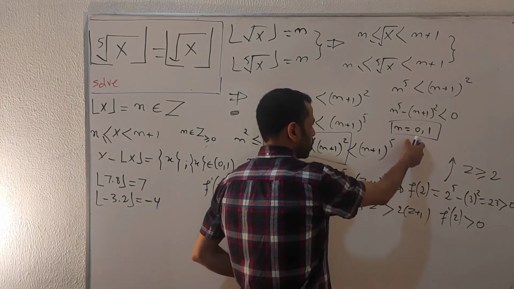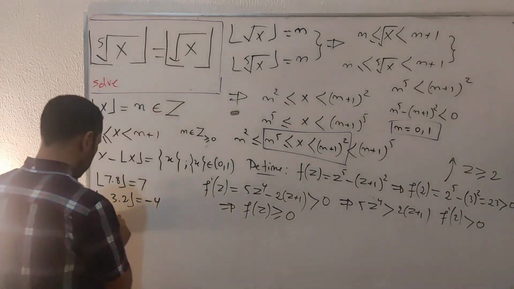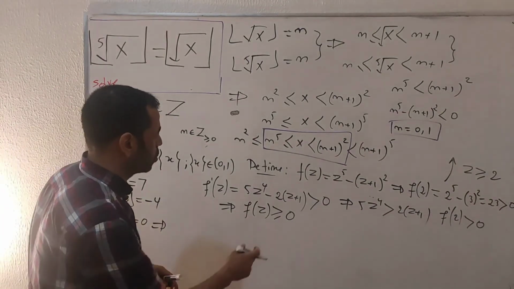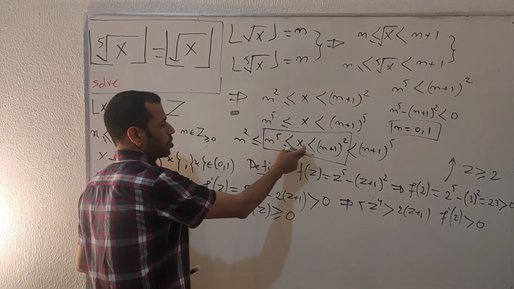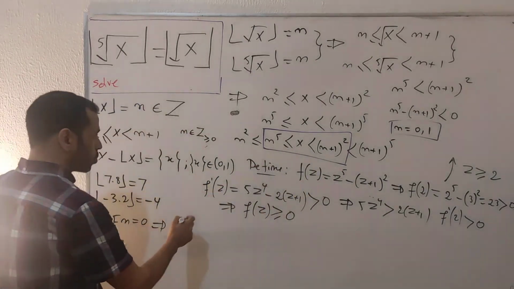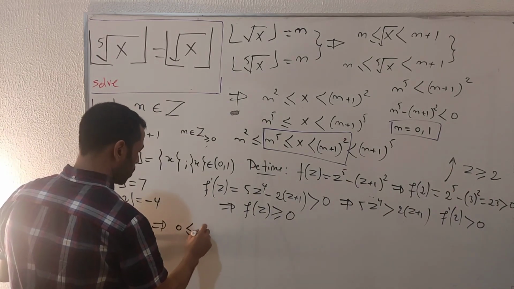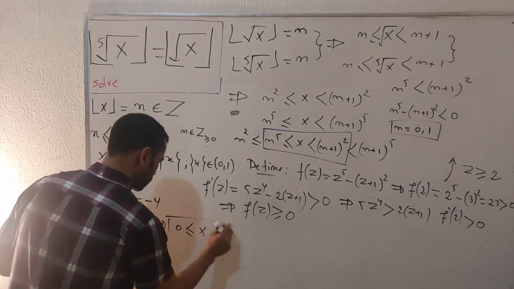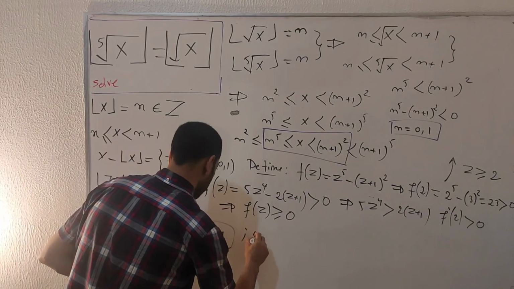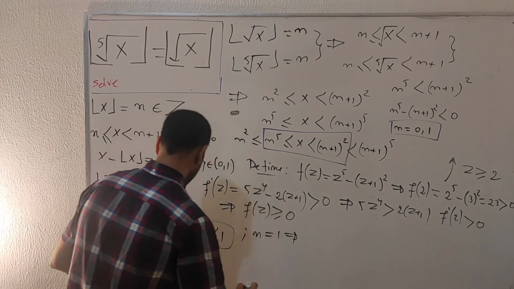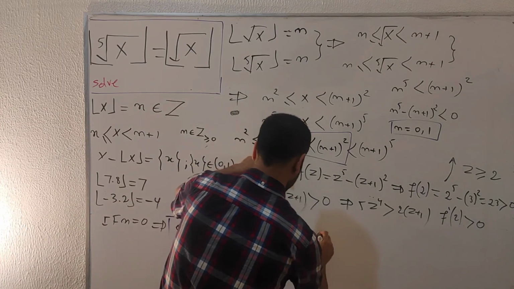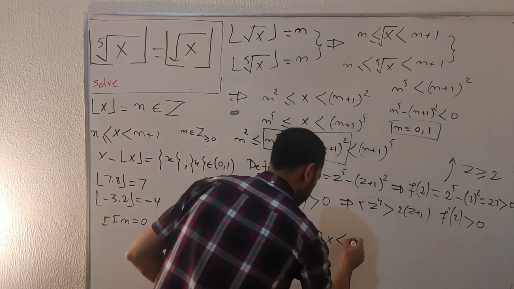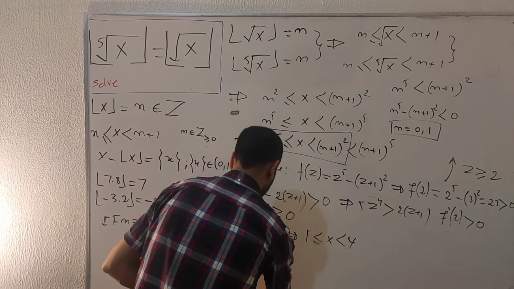So now we are going to check these two points where we have solutions. If n equals 0, plugging this into this inequality, we have 0 is inferior to x, x is strictly inferior to 0 plus 1, which is 1. Here is the first solution. For the second solution, when n equals 1, I get 1 is inferior to x, x is strictly inferior to 1 plus 1, which is 2, squared, which is 4. Okay, these are the only solutions that I found.